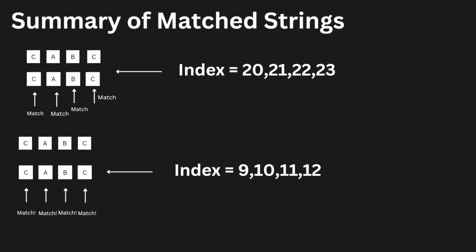So for the summary of matched strings, these are our following indexes. Our first indexes are 9, 10, 11, 12, and our last indexes are 20, 21, 22, and 23. These are our matched strings in this index of the KMP algorithm.